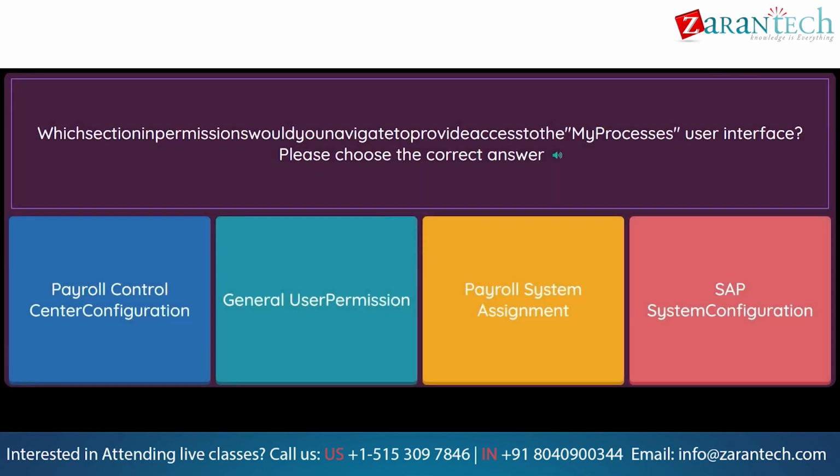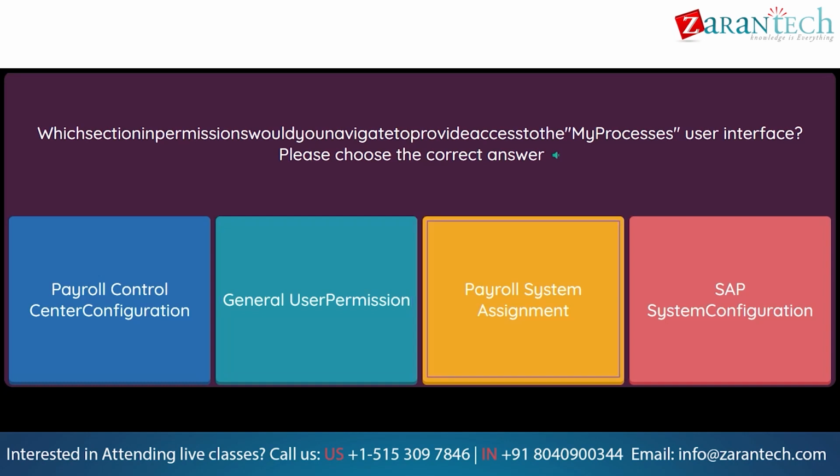Question: which section and permissions would you navigate to provide access to my processes user interface? Please choose the correct answer. Option 1, Payroll Control Center Configuration. Option 2, General User Permission. Option 3, Payroll System Assignment. Option 4, SAP System Configuration.